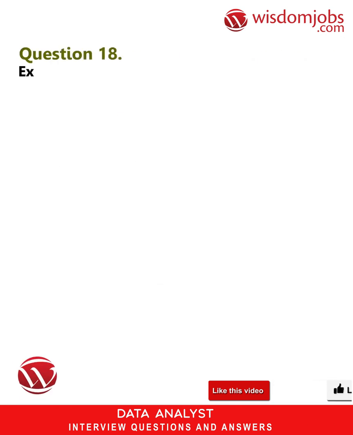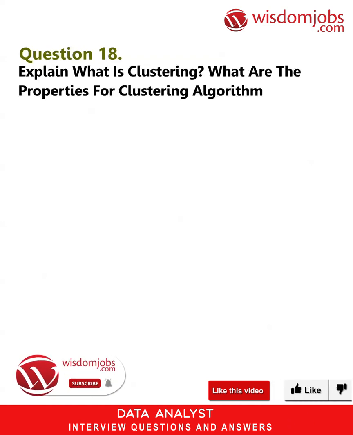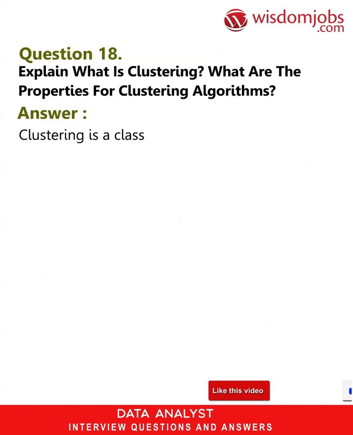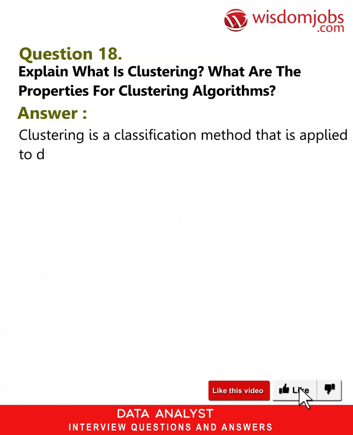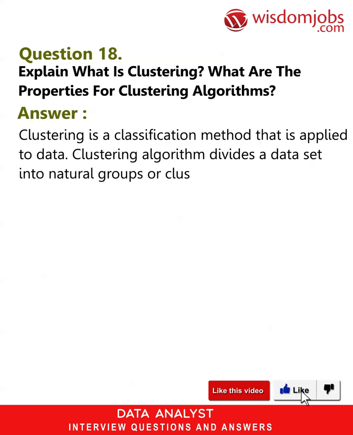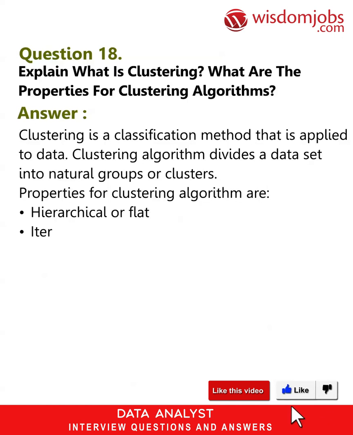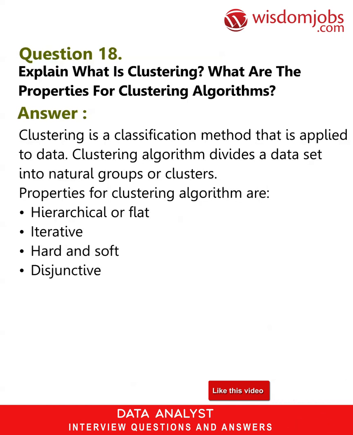Question 18. Explain what is clustering. What are the properties for clustering algorithms? Answer. Clustering is a classification method that is applied to data. A clustering algorithm divides a data set into natural groups or clusters. Properties for clustering algorithms are hierarchical or flat, iterative, hard and soft, disjunctive.